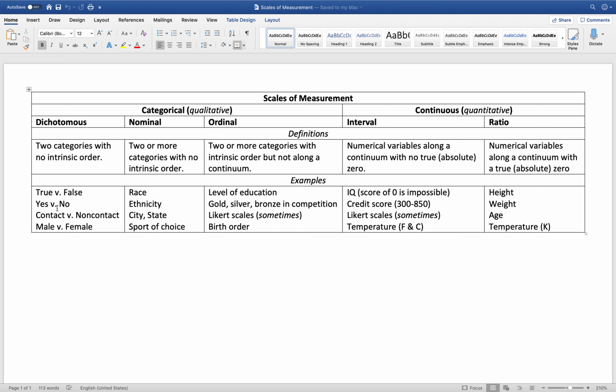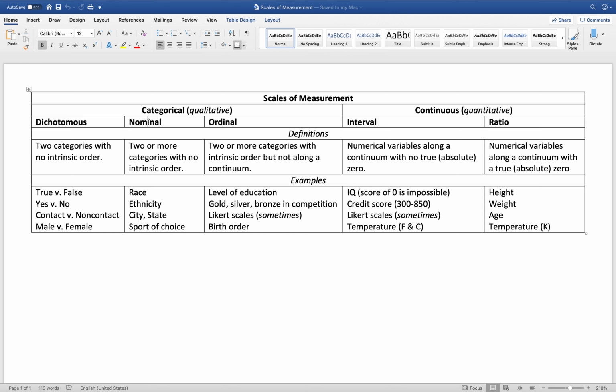I've communicated it here. In addition, also in the realm of sports, we have men's and women's sports, male and female sports categories. So that's also dichotomous in the sense that, are we talking about men's basketball or women's basketball, right? So it's dichotomous. We're talking about basketball, let's say. Are we talking about the men's division or the women's division? So that also is a dichotomous variable. So that's dichotomous variables. Again, two categories with no intrinsic order. Examples being true-false questions, yes-no questions. In the realm of sports, it'd be contact versus non-contact, male versus female sports, right?